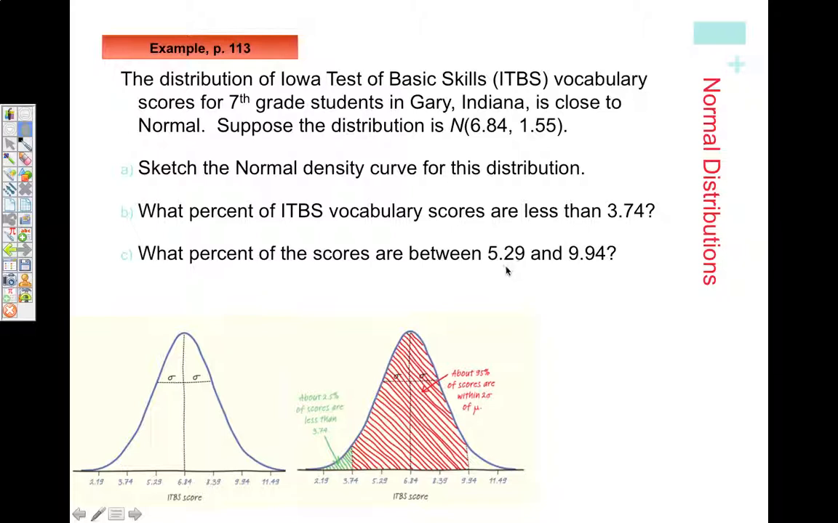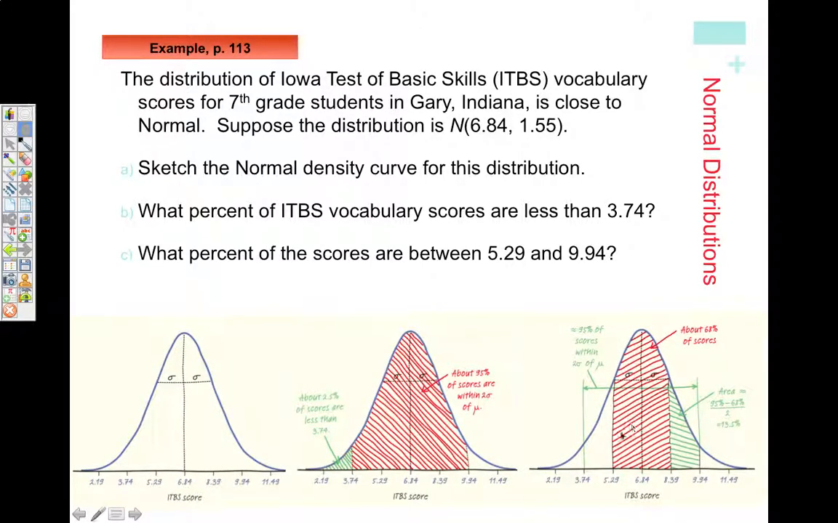What percent of the scores are between 5.29 and 9.94? So this time, here's the picture that we're looking for, 5.29 to 9.94. We know that 1 standard deviation, the red shaded part, is 68%. And we know that 95% are within 2 standard deviations. But what I'm really looking for is just this part out over here. And we can find that by taking our 95% minus 68%. That's going to tell us how much is on either side here, but I only want half of that, so I chop it in half. So 68% plus 13.5% gives us our total.